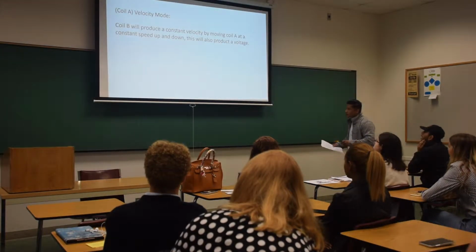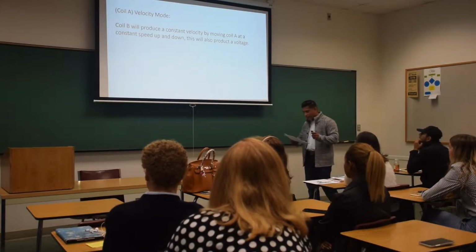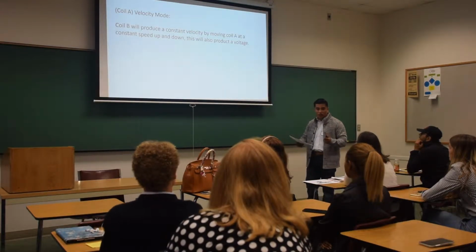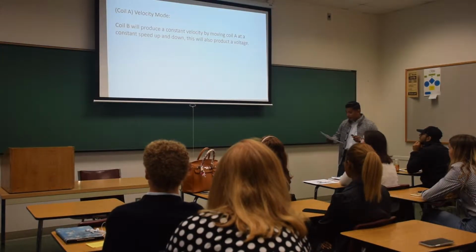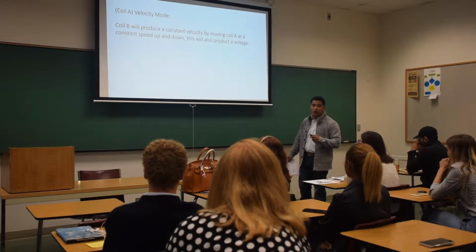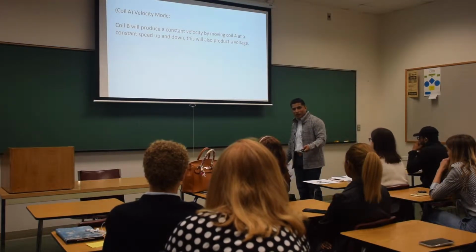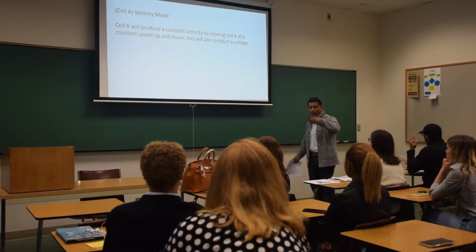Michael Faraday discovered that moving a coil through a magnetic field would generate a voltage. This can then be calibrated in coil A by the up and down motion. So because we're using the same coil in the weighing mode, we can use those numbers in the velocity mode.